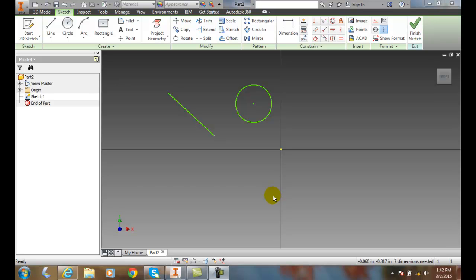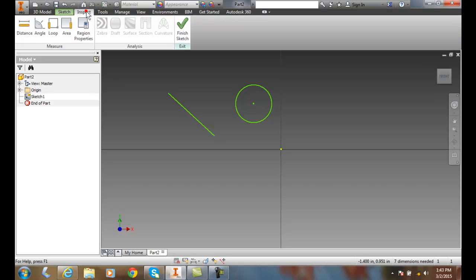Measuring the distance between a point and a line segment. Here we have a line segment and a point in the center of the circle. We're going to go up and measure by going to an inspect tab. We're going to go to distance. We're going to pick on the line.